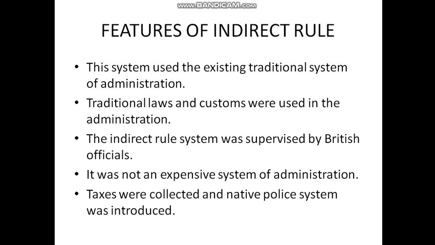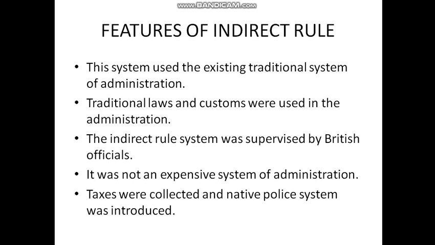3. The indirect rule system was supervised by the British officials. They didn't just allow the chiefs to carry out everything all alone. The aspect of supervision was done by the British officials. It's just like you are in school and you have prefects. What the prefect does is to monitor you, watch what you do, and at the end report to the teachers or to the authority in place.